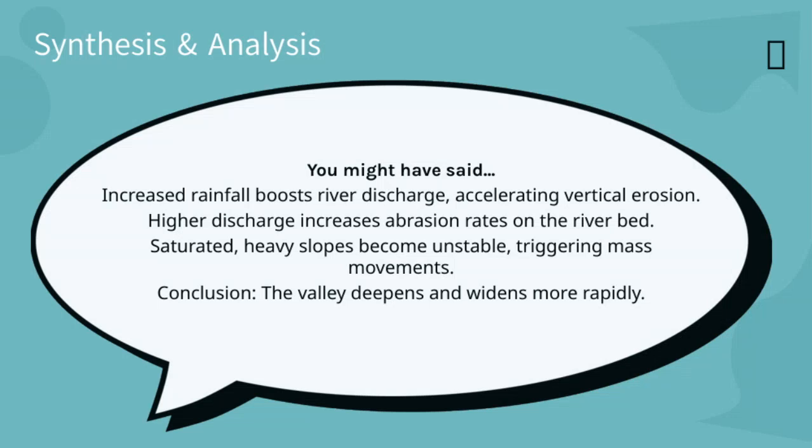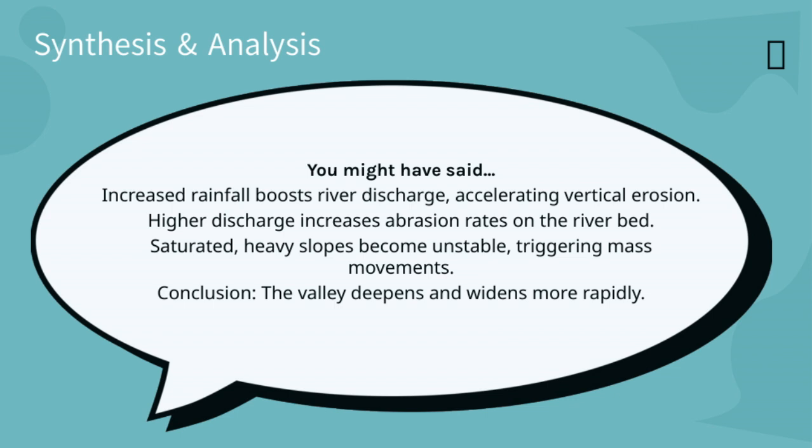You might have said that increased rainfall would boost river discharge. That is correct. Higher discharge gives the river more energy, which can accelerate vertical erosion. You might also have said that higher discharge increases abrasion rates on the riverbed. That is also correct. More water and more transported material can increase the river's ability to cut down into the landscape. You might also have explained that saturated slopes become unstable. When slopes are saturated, they become heavier and weaker. This can trigger mass movements such as slumping or landslides. The conclusion is that the valley would probably deepen and widen more rapidly.